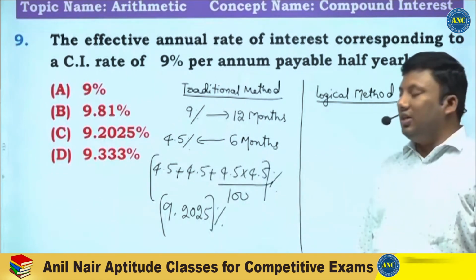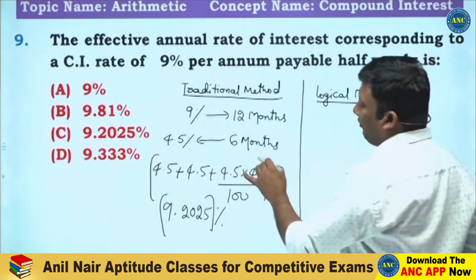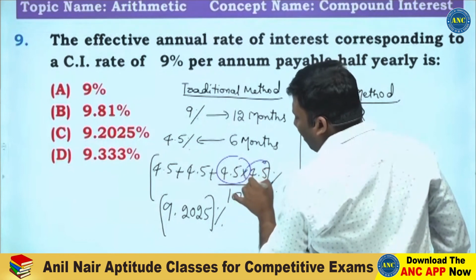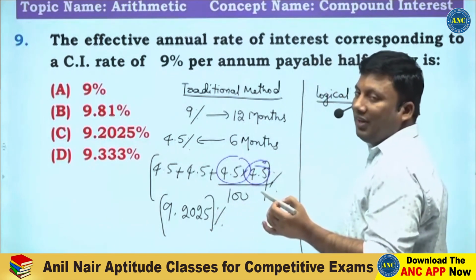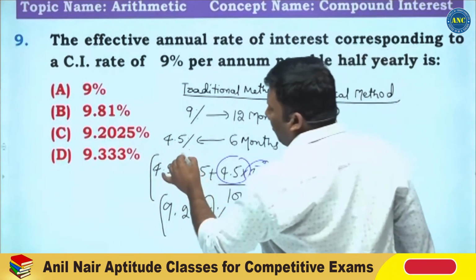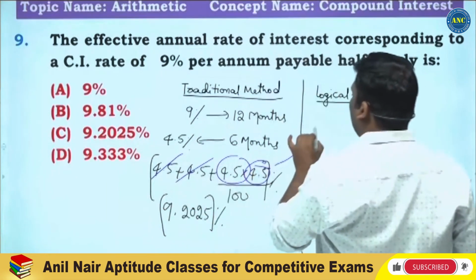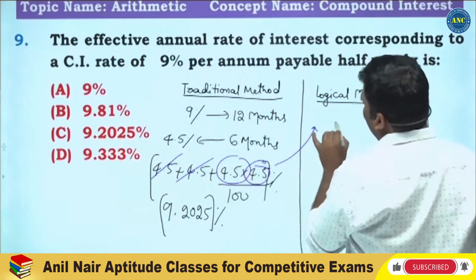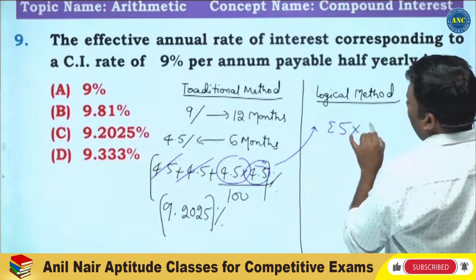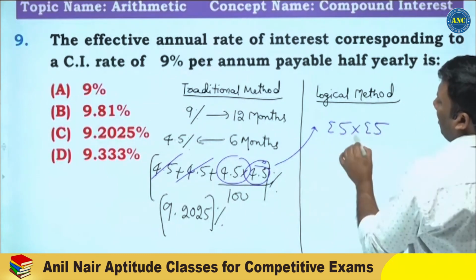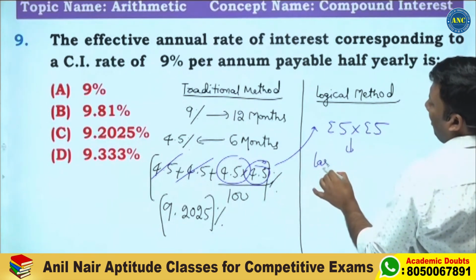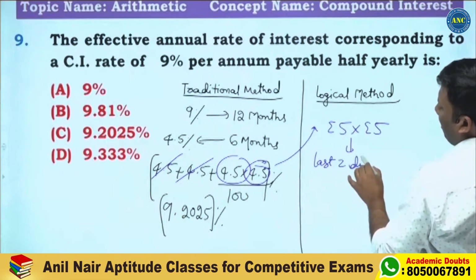9 percent is 2 times 4.5. You don't need to find 4.5 into 4.5, that's a waste of time. 4.5 plus 4.5 is an integer, 9. For 45, 4 is an even number, and 5 is also odd, so 5 into 5 gives last 2 digits 25.